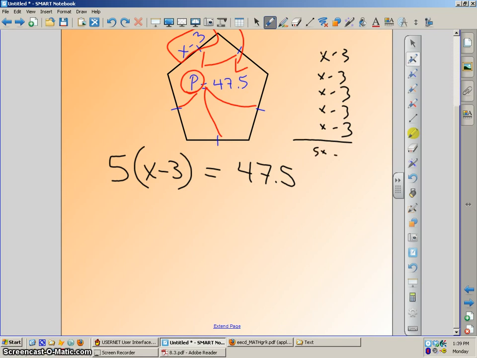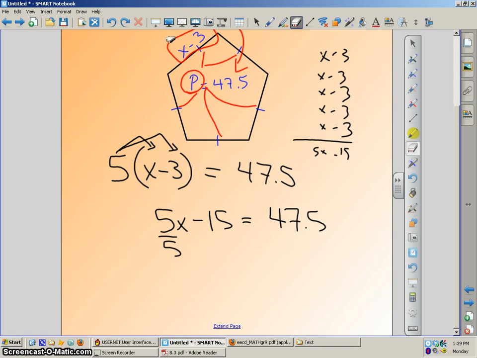We could get there, but let's use multiplication. That's obviously our faster route. Remember, we multiply both the 5 and 5 by x and 5 by negative 3, so we get 5x minus 15 equals 47.5. Then we're going to divide by 5. Excuse me, whoops, we're not going to divide by 5. Let's leave that for a second.